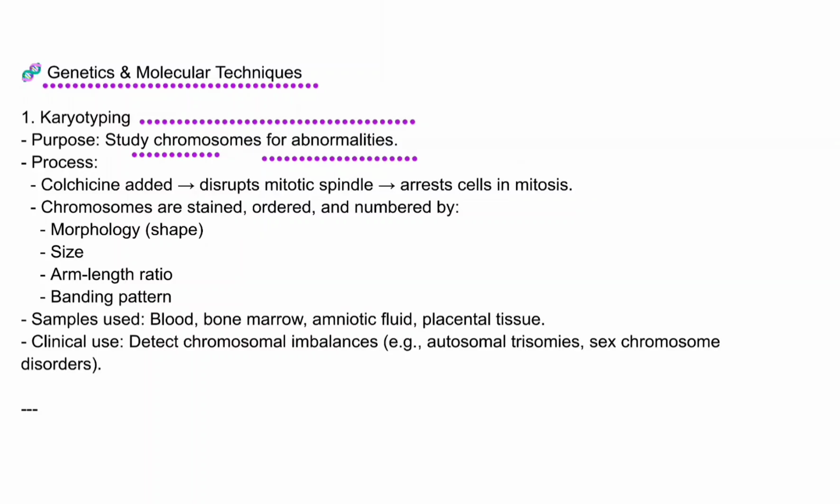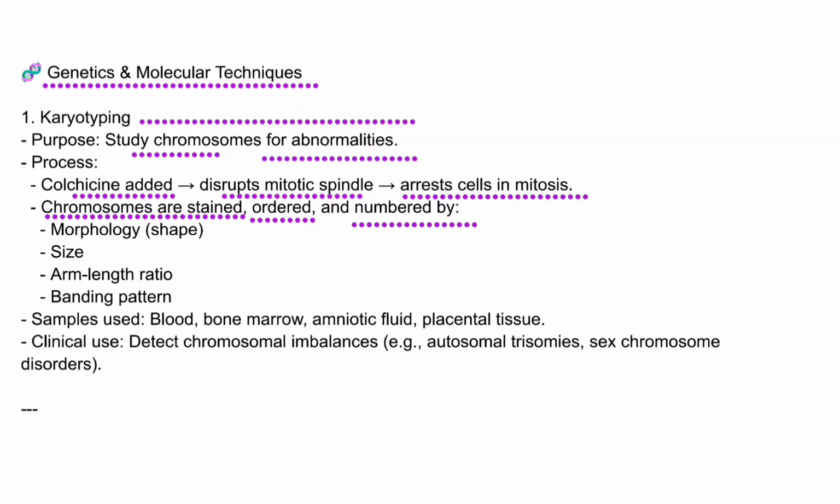It has two processes. In the first process, we use colchicine. In the second process, chromosomes are stained. First, colchicine is added. It disrupts mitotic spindles, which arrests cells in mitosis. In the second process, chromosomes are stained, ordered, and numbered by morphology, that is shape, size, arm length ratio, and banding pattern.